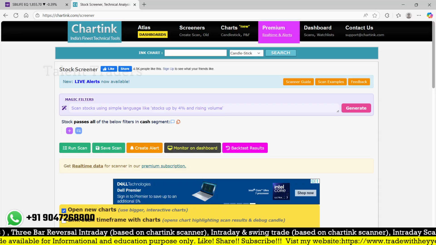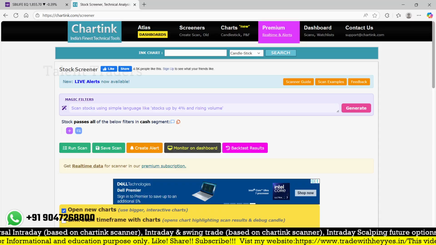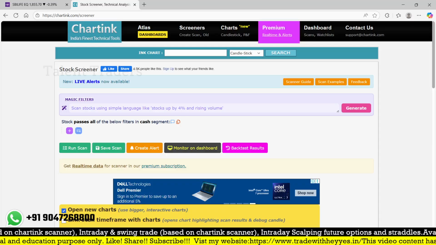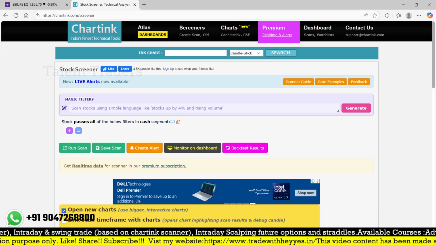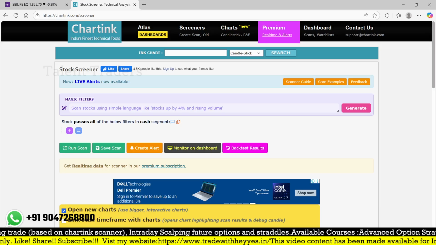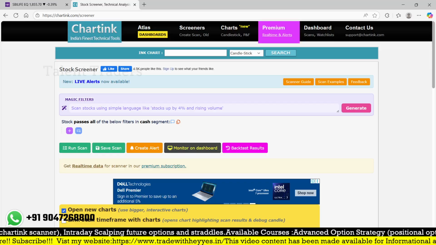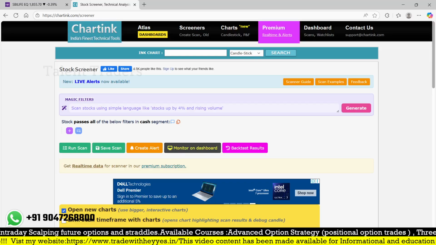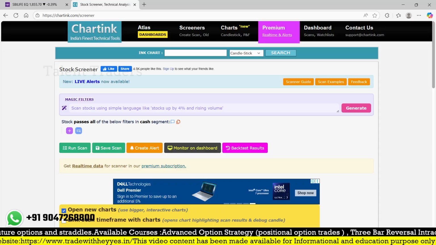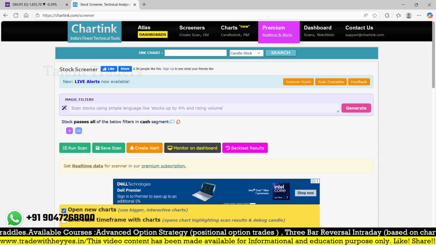So let me try to find stocks that are nearest to the breakout point or the highest level, where a continuation or reversal can be possible. By using the scanner, we try to find the stocks only. Whatever trading methodology or strategy you use, you may apply it on those selected stocks.